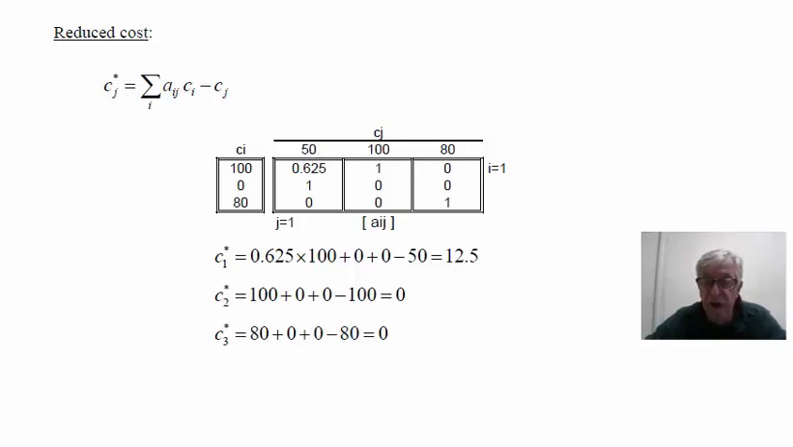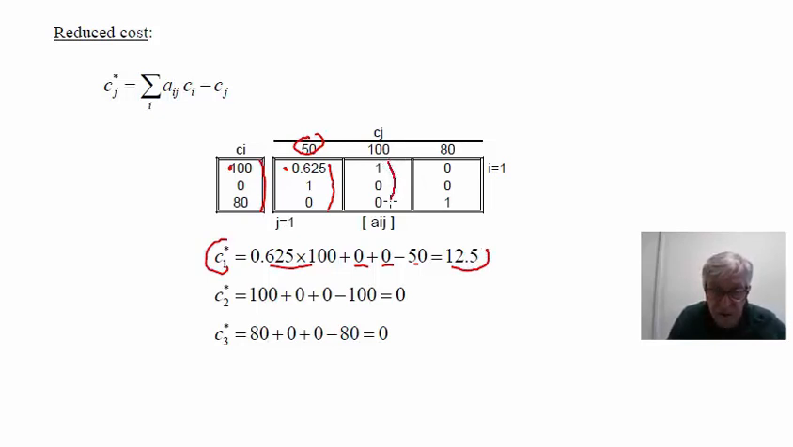So essentially, the first reduced cost c1 is the internal product of this column by this vector, and then we subtract this value. So this is what we have here. We have the product of these two numbers, then we get 0, 0, and then we subtract 50 and we get 12.5.